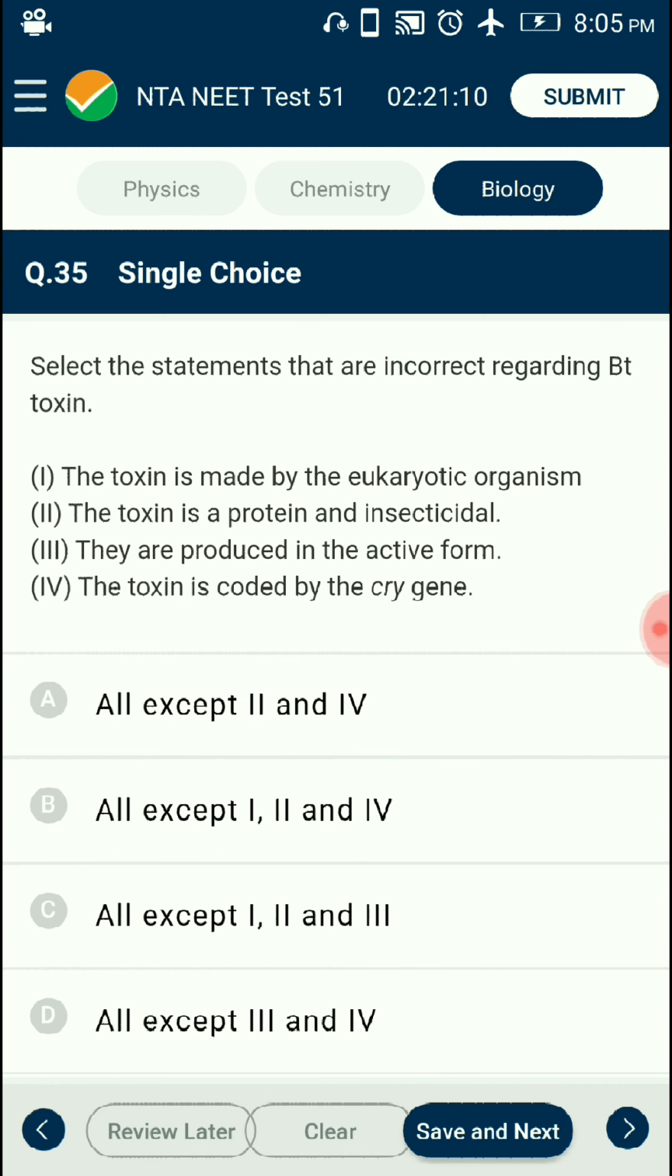Question number 35. Select the statement that are incorrect regarding Bt toxin. Here four statements are given. Bt toxin is produced in its inactive form by the prokaryotic bacteria Bacillus thuringiensis. The toxin is an insecticidal protein which becomes active when it comes in contact with insect gut digestive juices. So the answer for this question is option A. All except the second and fourth statements are incorrect regarding Bt toxin.